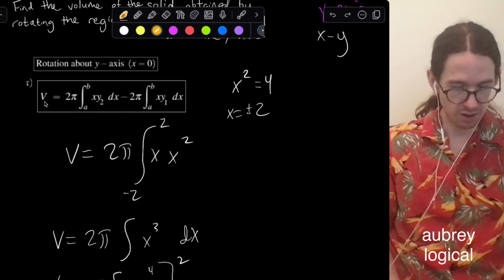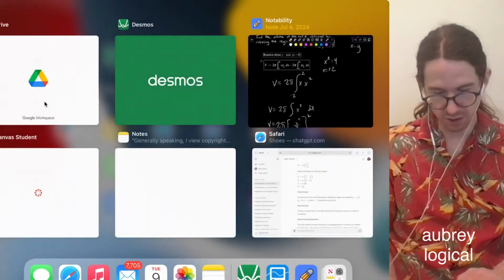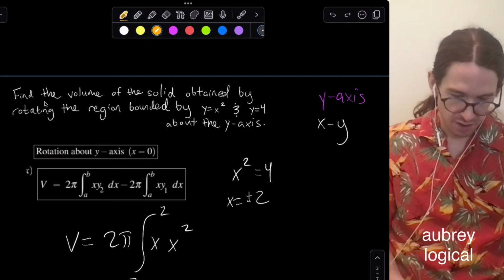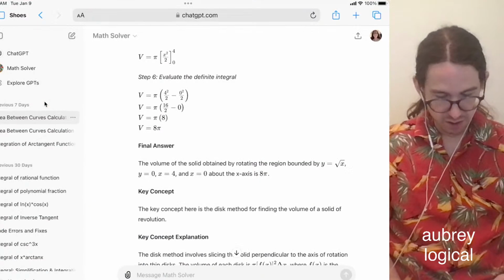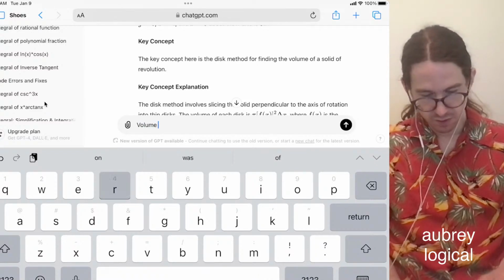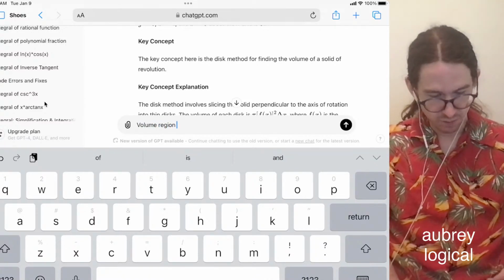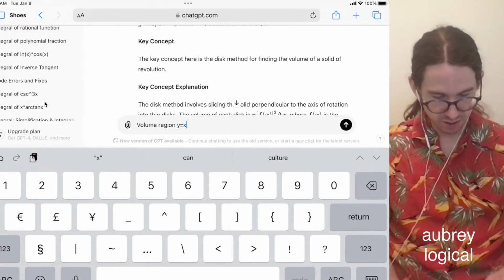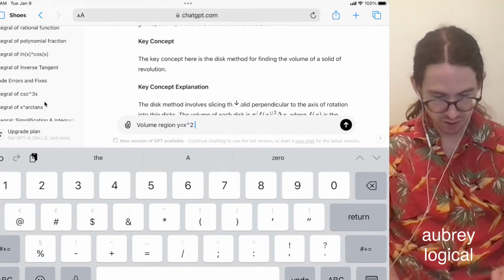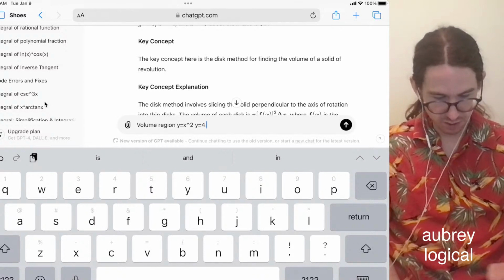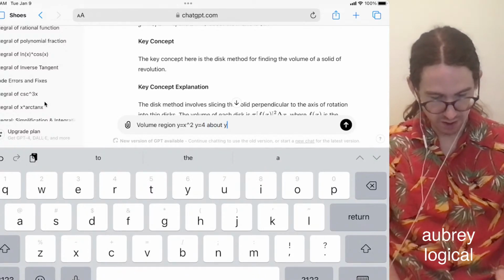I don't know, let's put it in ChatGPT and figure out what I'm doing wrong here. The problem is: volume, region y equals x squared, y is equal to 4, about the y-axis.